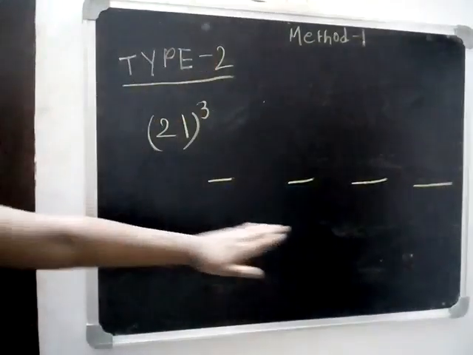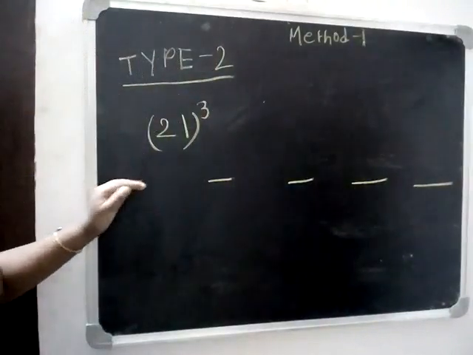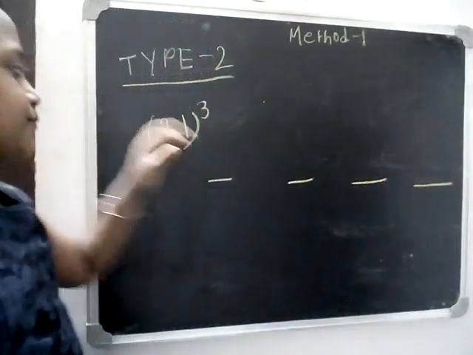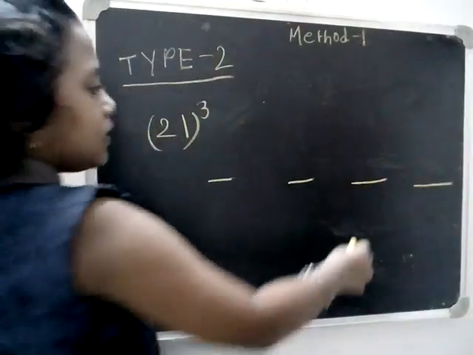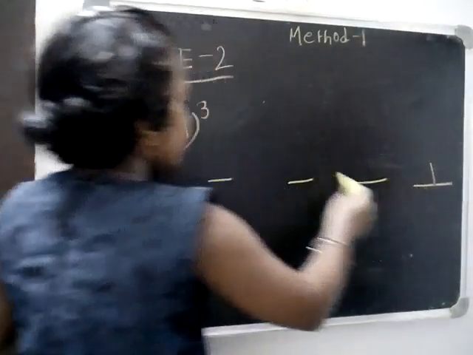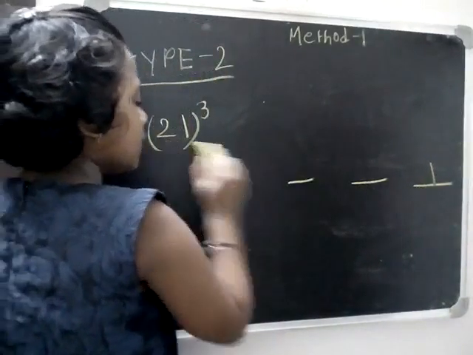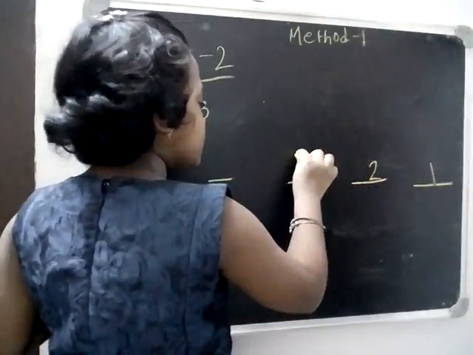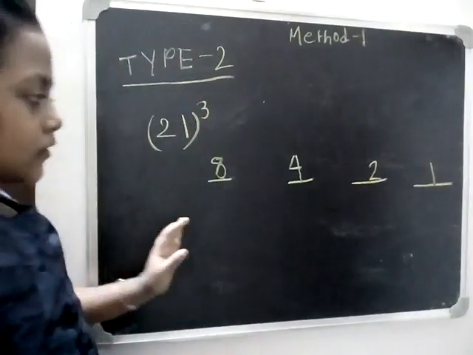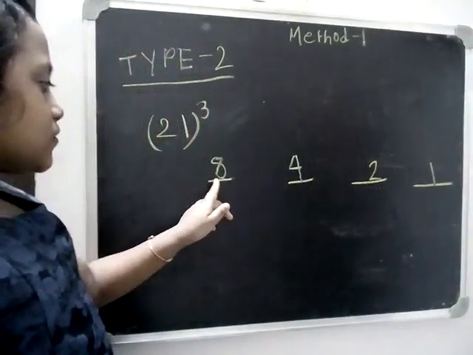Now here we are starting from the right hand side. Before we were starting from the left hand side, now we are starting from the right hand side. First 1, in the last blank it's 1. 1 cube is 1, the next number is 2. So 2, next 2 square, next 2 cube.